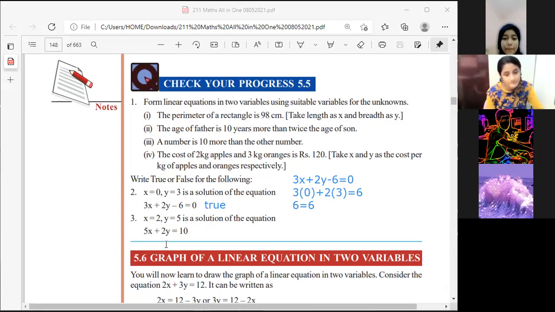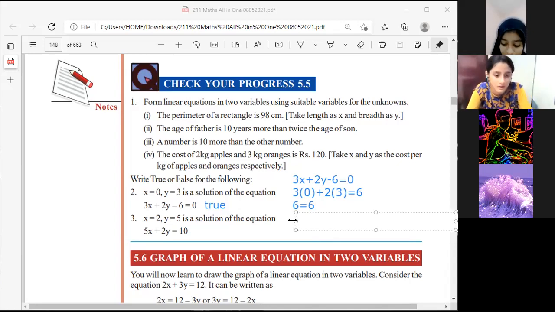Can you do this third question as your homework? You only have to substitute and find out whether this is true or false. If you get an equal answer, that means your left hand side is equal to right hand side, then it is going to be true. If you get two different answers, left hand side is different and right hand side is different, then you will write the answer to be false. Let's do it right now. No problem. Do it along with me.